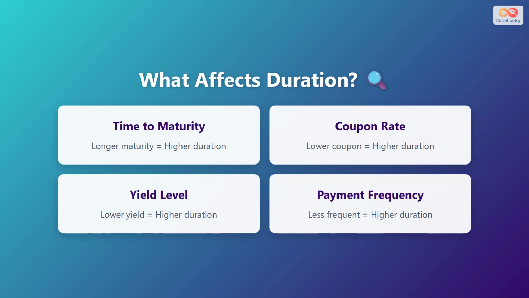Several factors influence a bond's duration. First, time to maturity. Bonds with longer maturities have higher durations. Second, the coupon rate. Bonds with lower coupon payments have higher durations. Third, the yield level. Bonds with lower yields have higher durations. Finally, payment frequency. Bonds that pay less frequently have higher durations. Understanding these factors helps you select bonds that match your risk tolerance.